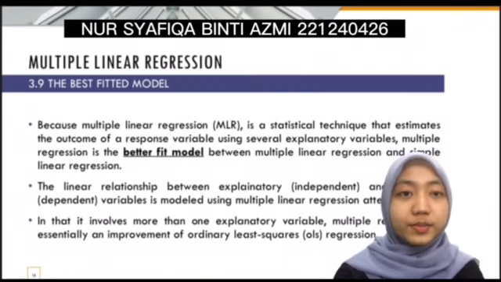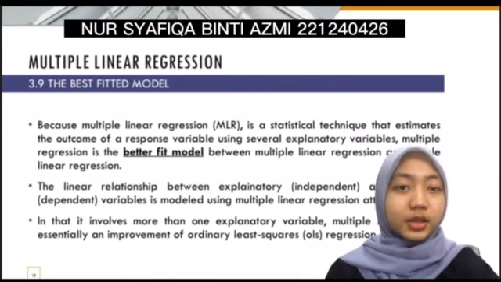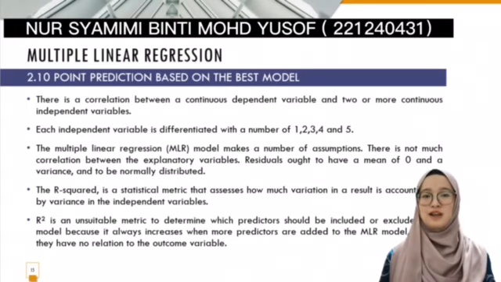The linear relationship between the explanatory and response variables is modeled using multiple linear regression. There is a correlation between a continuous dependent variable and independent variables, which are differentiated with numbers 1 until 5. The MLR makes a number of assumptions: not much correlation between variables, equal variance, and normally distributed. R squared is a statistical metric that assesses how much variation is explained by the independent variables.